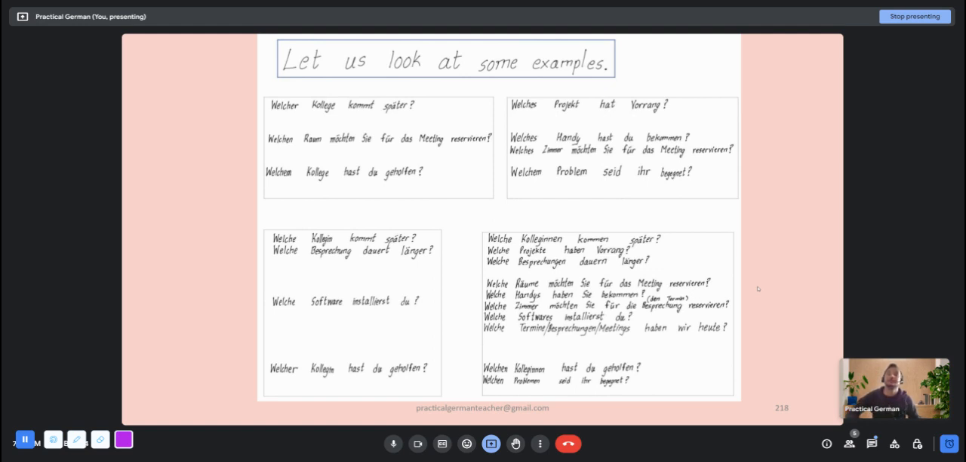Welche Räume möchten Sie für das Meeting reservieren? Welche Handys haben Sie bekommen? Welche Zimmer möchten Sie für die Besprechung reservieren? Welche Software installierst du? Welche Termine, Besprechungen, Meetings haben wir heute? Welche Kolleginnen hast du geholfen?